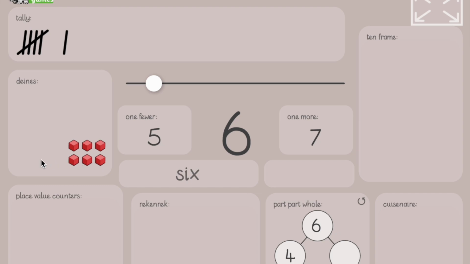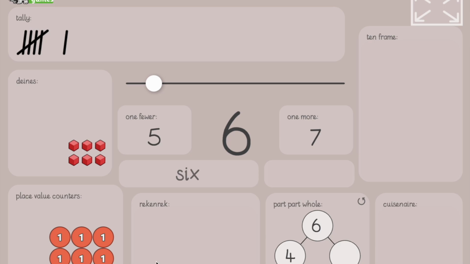How do we show 6 with place value counters? Draw it now. Like this. 6 ones counters. 1, 2, 3, 4, 5, 6.